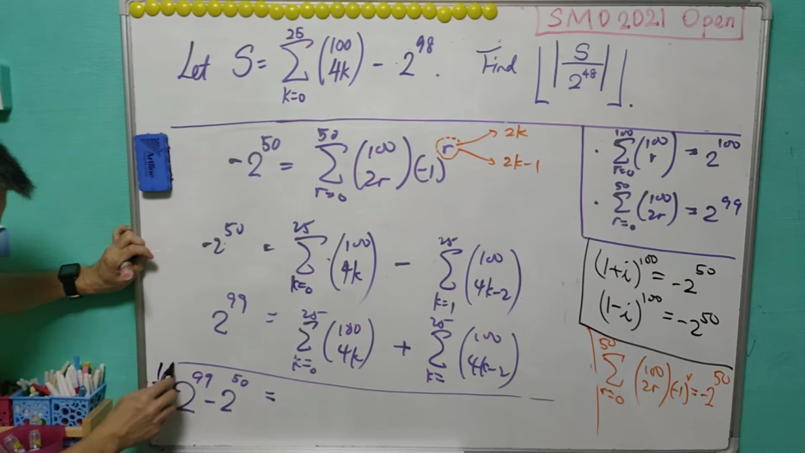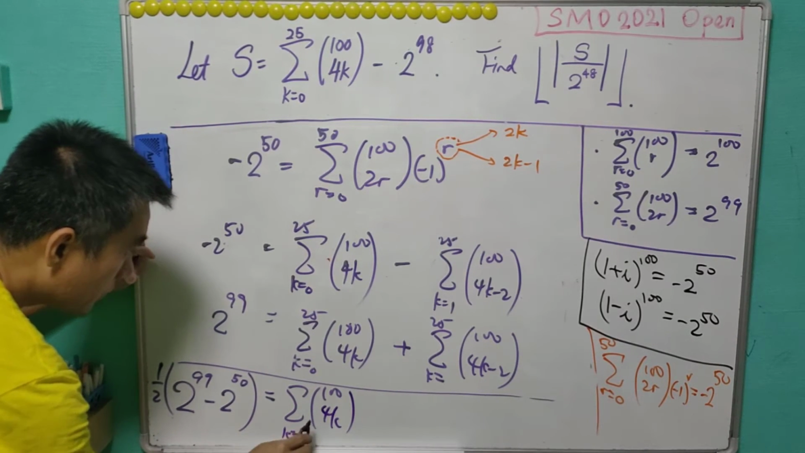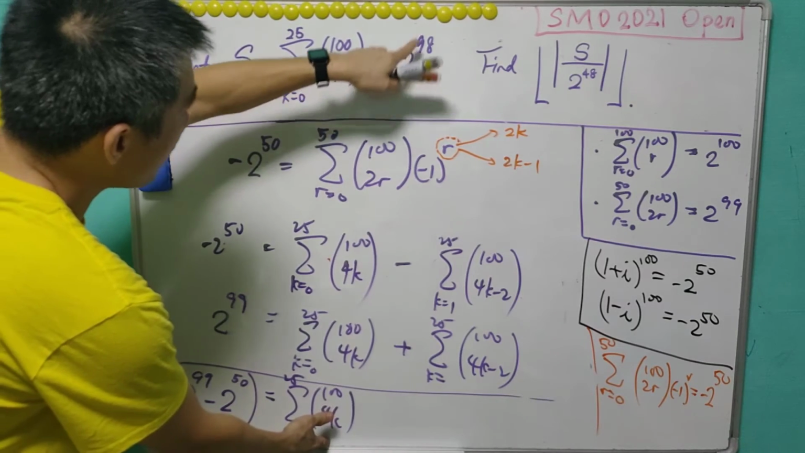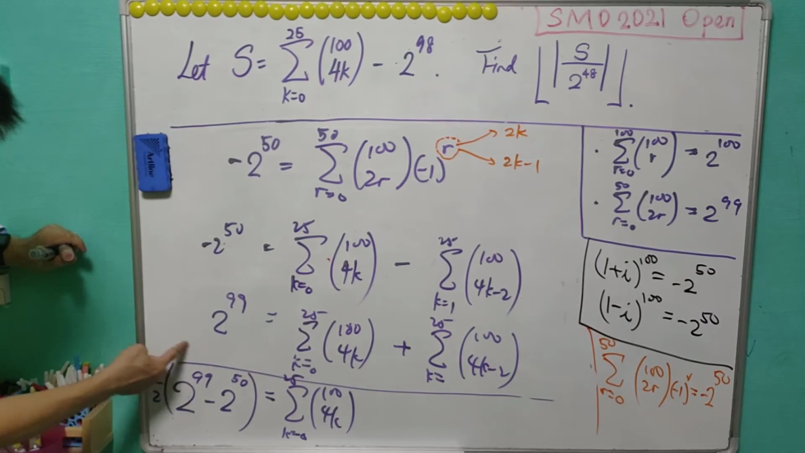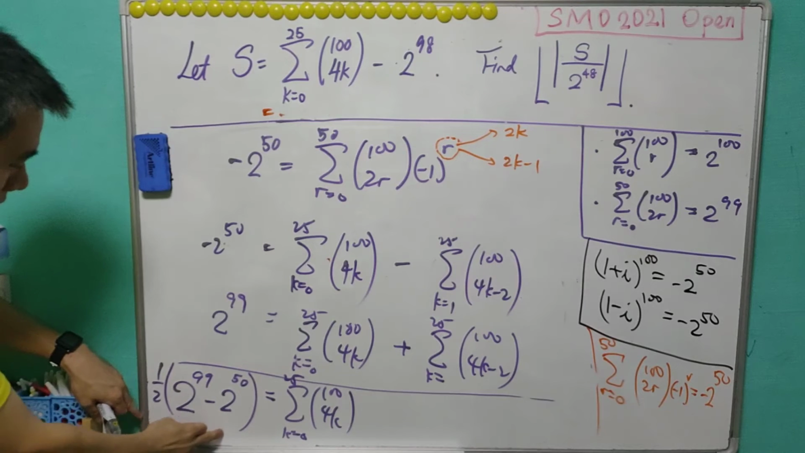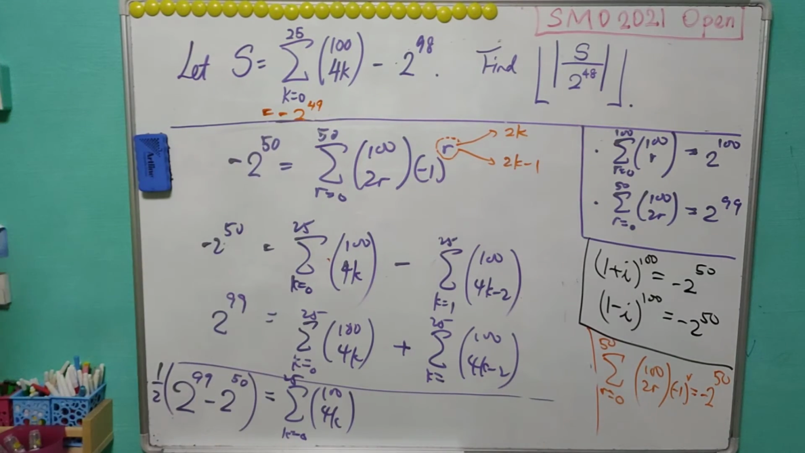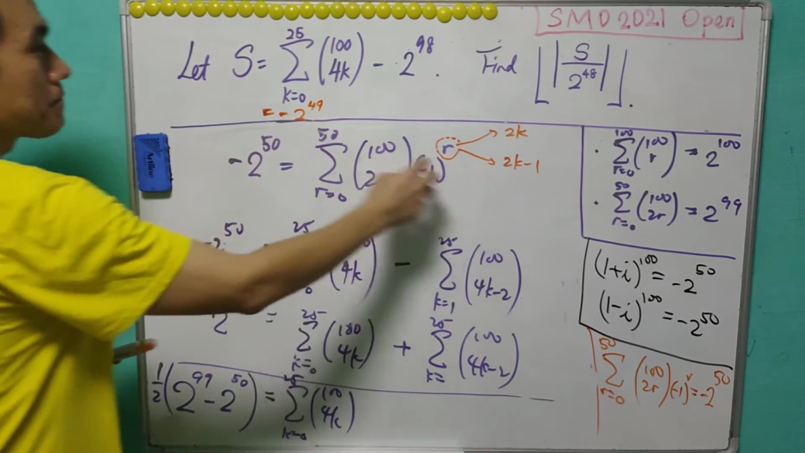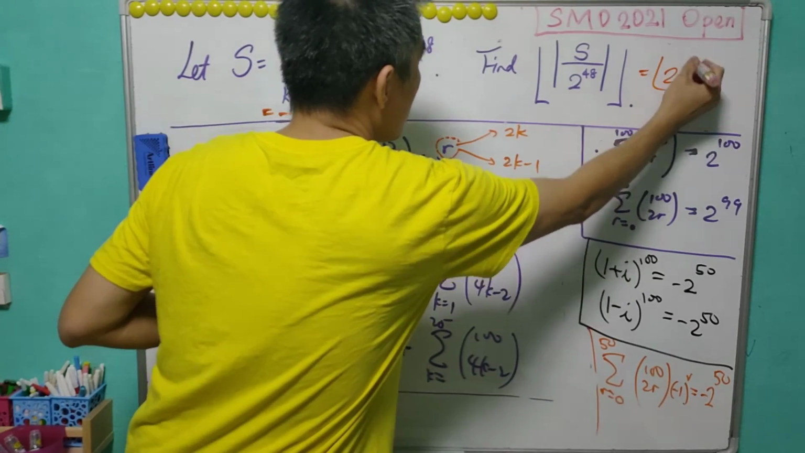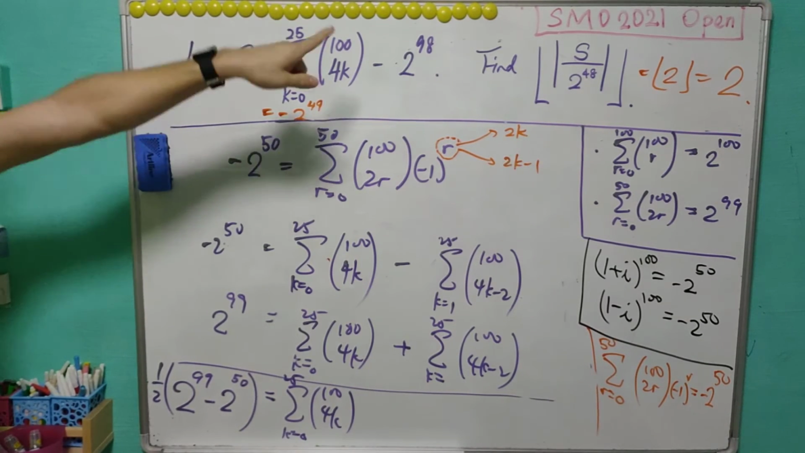Since it's double, so I divide by 2. The summation of 100 choose 4k, k equals 0 to 25. In order to get this, we have this part already. Minus 2 to the power of 98 actually comes from here. So this is 2 to the power of 48 minus 2 to the power of 49. This will mean that s will equal negative 2 to the power of 49. And since s equals negative 2 to the power of 49, s over 2 to the power of 48 will be exactly equal to negative 2. With the floor function, it still remains as negative 2. So therefore, the answer for this question is equal to negative 2.